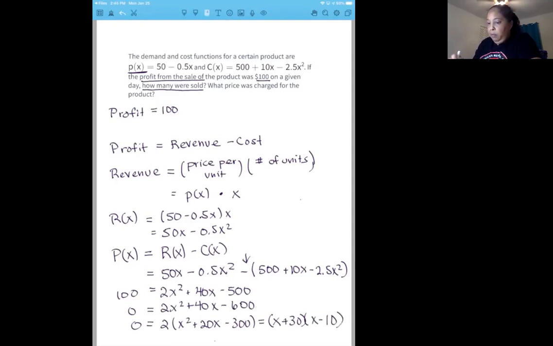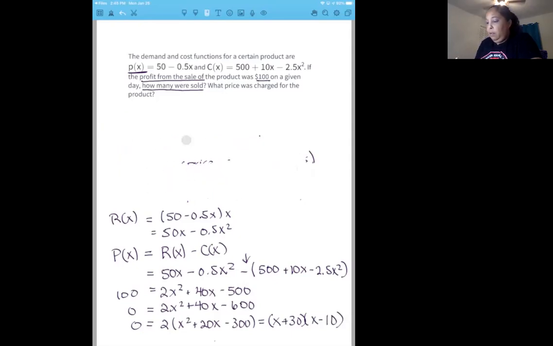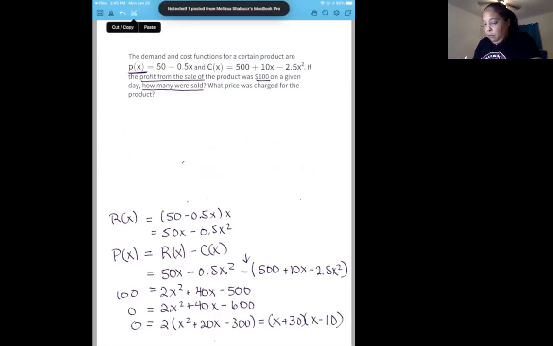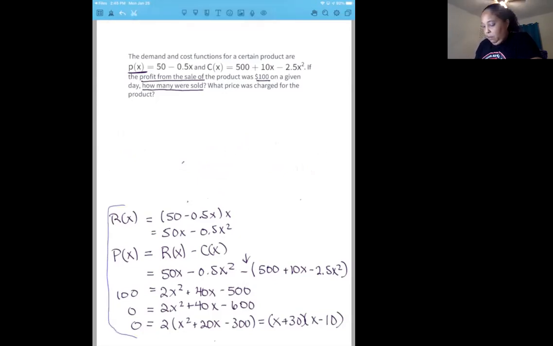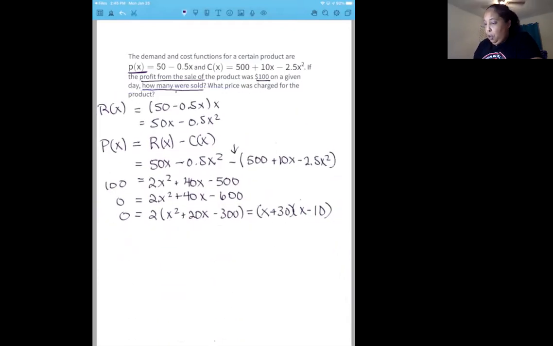All right, so I'm a little bit out of room, so I'm going to erase a little bit. All right, so I have x equals negative 30 and x equals 10. We did not sell a negative 30, right? That's an extraneous solution. That doesn't make any sense. So I sold x equals 10 units. All right, so I know that there were 10 that were sold.